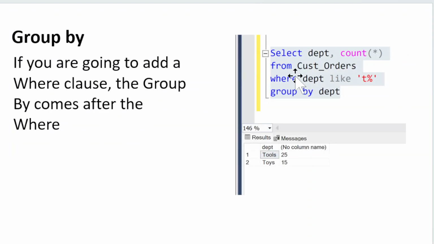Another example here: you can even put a where clause in the middle, and the where clause will go between the from and the group by. Again, order is very important when it comes to SQL, so the where comes after from but before group by. If you had a join, the join would be there, then you have the where after that. In this case, I'm saying select department, count from customers where department like T, and group by department. So it comes back with only my departments that have T in the front.